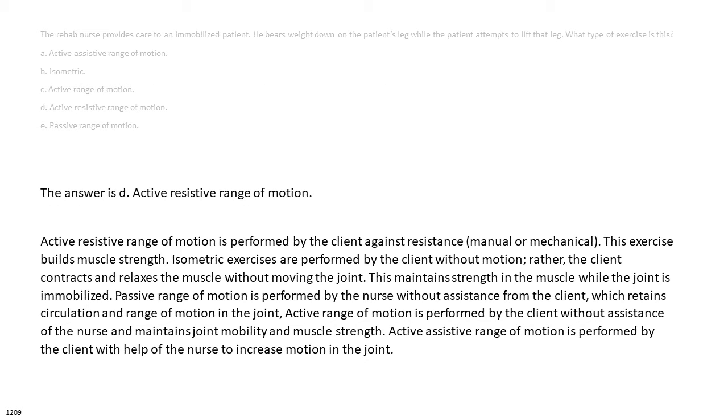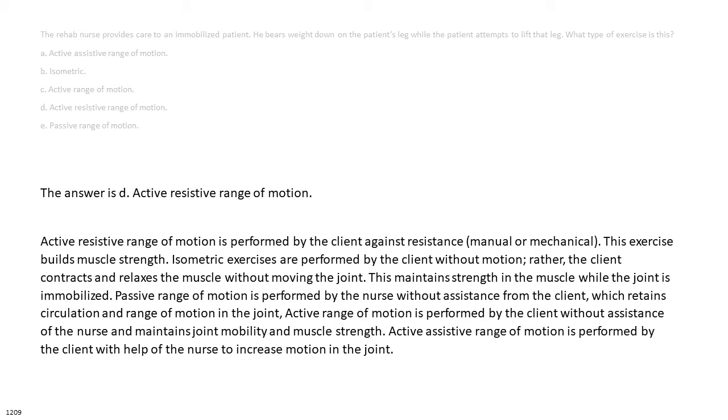Active resistive range of motion is performed by the client against resistance, manual or mechanical. This exercise builds muscle strength. Isometric exercises are performed by the client without motion, rather, the client contracts and relaxes the muscle without moving the joint. This maintains strength in the muscle while the joint is immobilized.